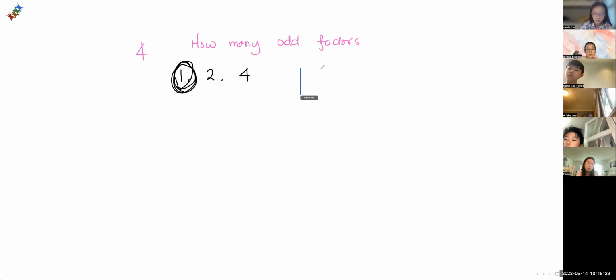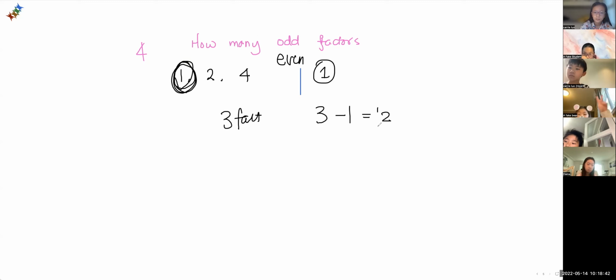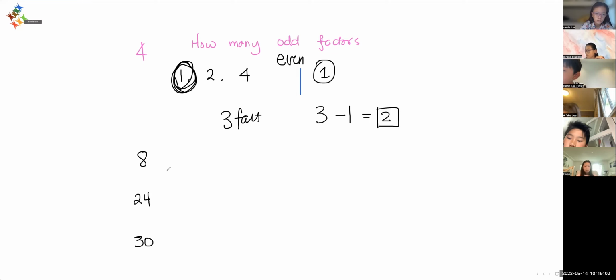1. Very good. And because we know 4 has 3 factors, if the question asks how many even factors 4 has, it's 3 minus 1 equals 2. Very good. Okay, so let's take a look at this one. Let's do number 8: how many odd factors does it have? And number 24, how many odd factors? And number 30, how many odd factors? Okay, let's just do it.